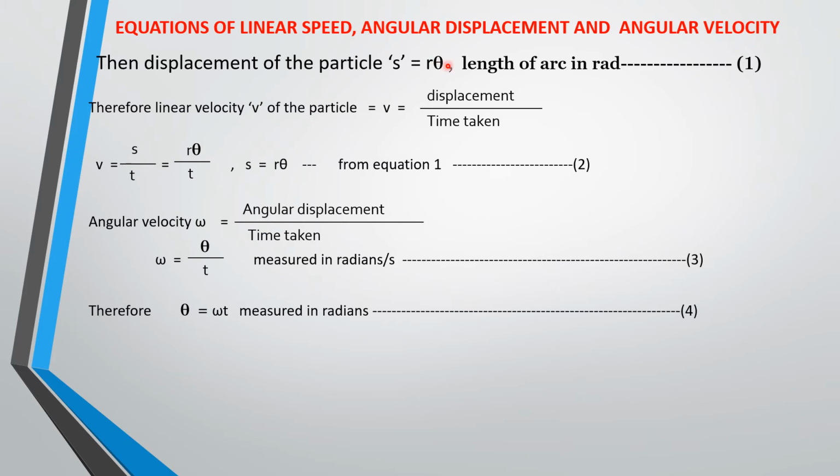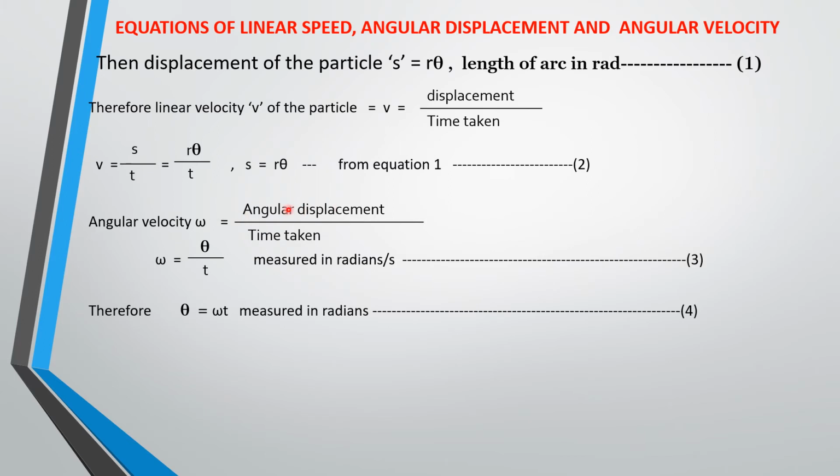Now from our first equation here, we are given that s, which is displacement, is equal to radius times angular displacement. So you can substitute that into this equation so that linear velocity v equals radius times angular displacement all over time taken. So you can see the relationship between v and the radius, the angular displacement, and the time taken. Is that okay? Now, angular velocity, represented by this symbol, is equal to angular displacement all over time taken.